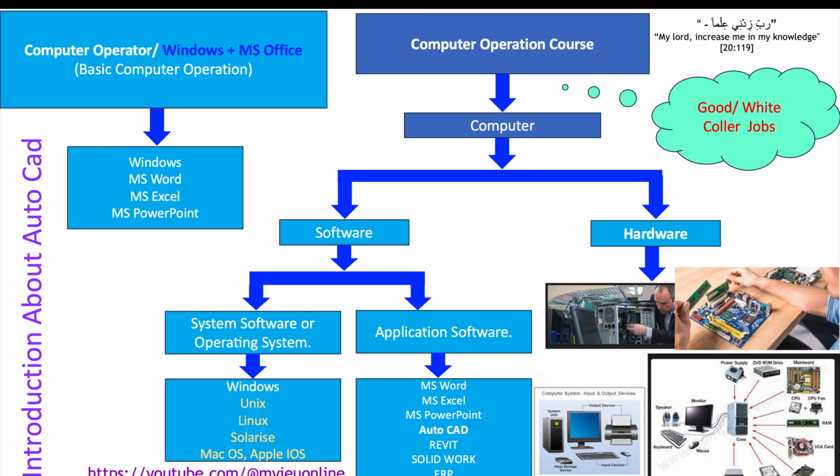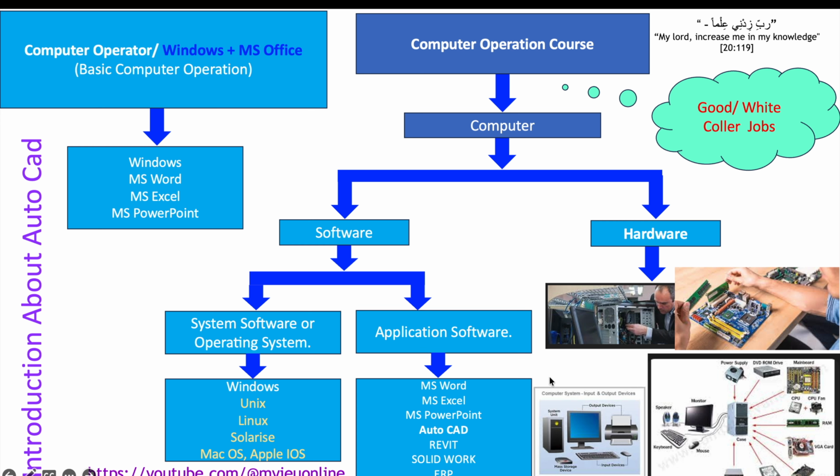Let's start. Before starting, this is a part of the introduction. As we know, the computer has two major parts. One part is the hardware part, and the second part is the software part. The hardware part is the physical parts of the machine, like CPU, monitor, keyboard, mouse, speakers, printer, etc.